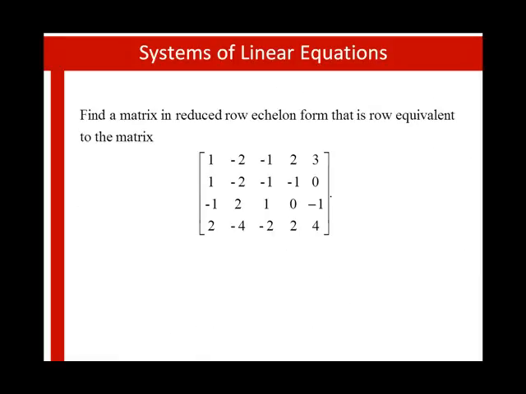Another example, find a matrix in reduced row echelon form that is row equivalent to the matrix below. This is a 4 by 5 matrix that has elements 1, minus 2, minus 1, 2, 3, 1, minus 2, minus 1, minus 1, 0, minus 1, 2, 1, 0, minus 1, 2, minus 4, minus 2, 2, and 4. What we want to do is find an equivalent matrix. The equivalent matrix is found by applying the row reduction technique discussed above.